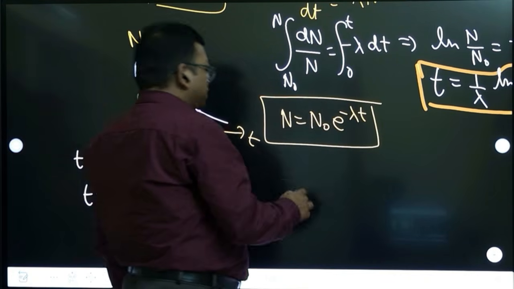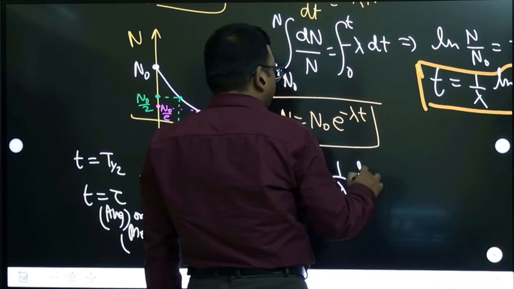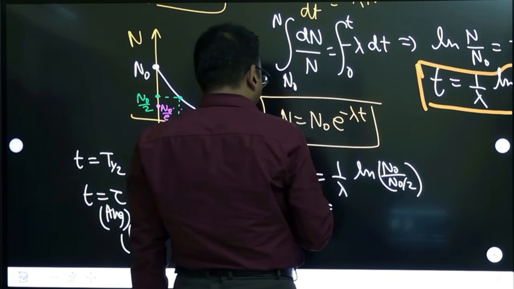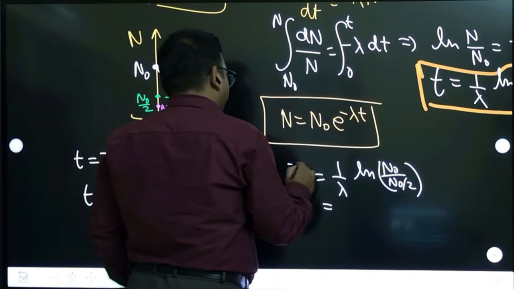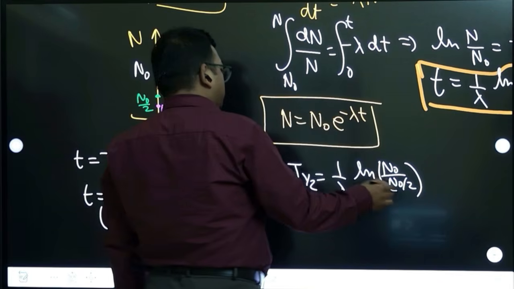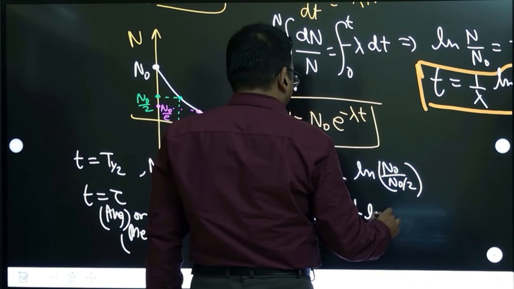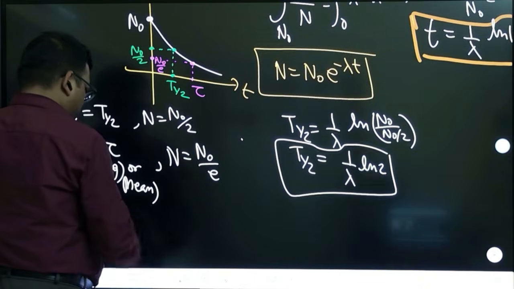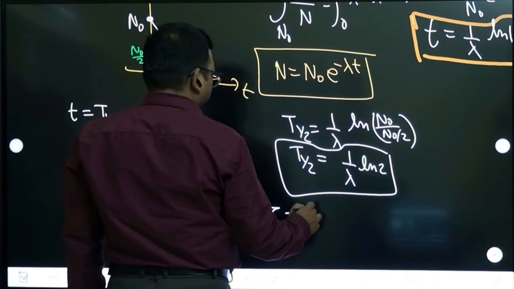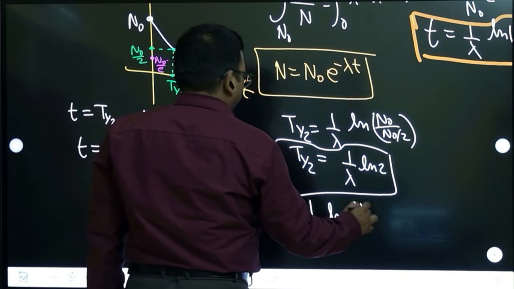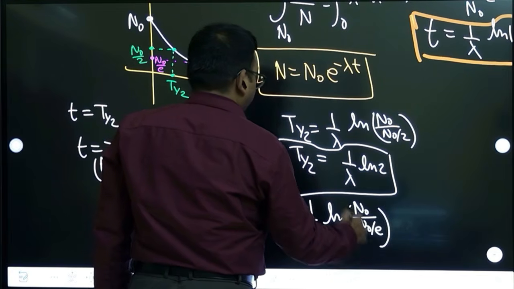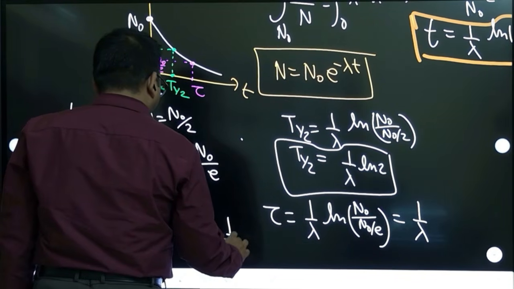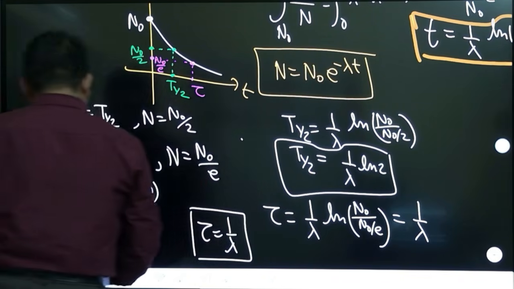So substitute here in this time formula: 1 by lambda ln N naught by N naught by 2. So this becomes t half. So t half is 1 by lambda ln 2. Similarly, if I substitute tau, 1 by lambda ln N naught by N naught by e, that becomes 1 here, so 1 by lambda. So tau is 1 by lambda. We should remember that.